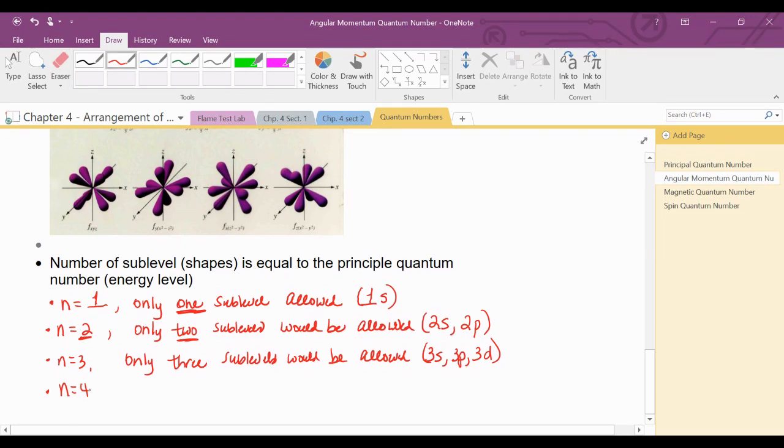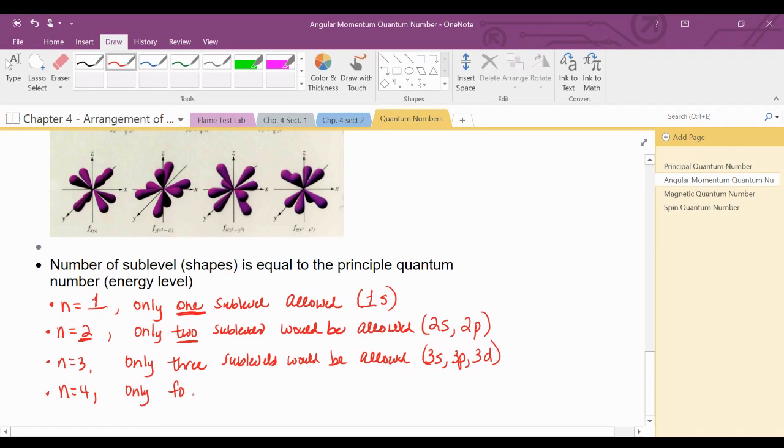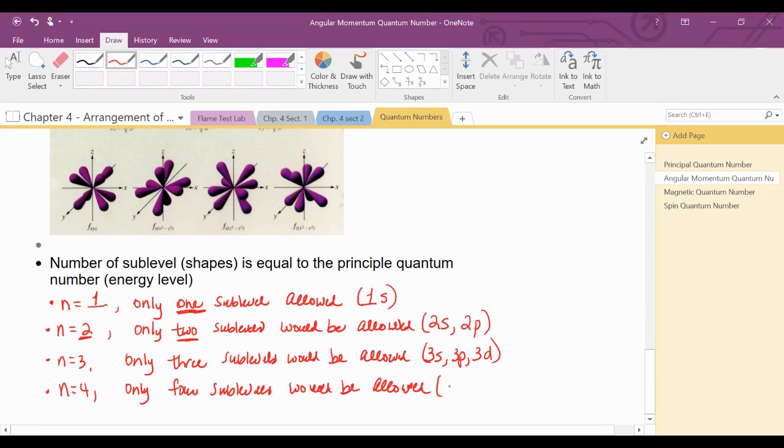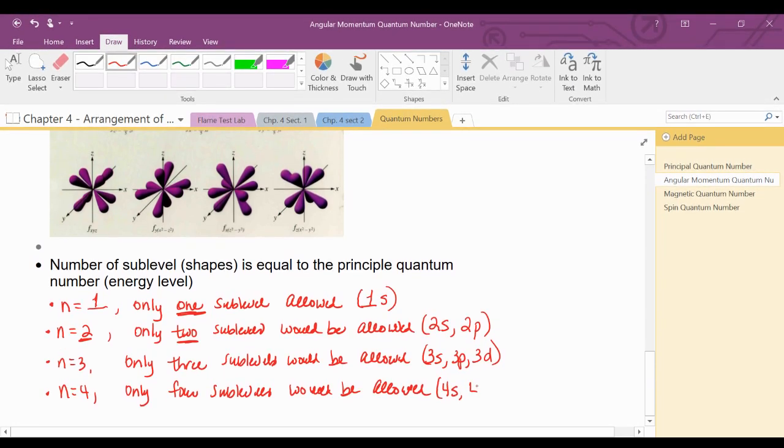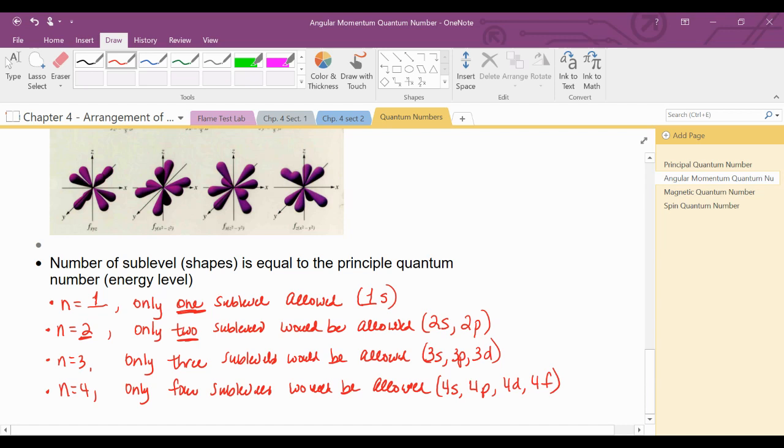And then if n is equal to 4, only 4 sublevels would be allowed. So we would have a 4S, a 4P, a 4D, and a 4F. Now, it also hypothetically means that the 5th energy level could have 5, and the 6th energy level could have 6, and the 7th energy level could have 7. However, it would be hypothetically speaking what the 5th, 6th, and 7th sublevels would be. So for our purposes, we only need to know that for 5, 6, and 7, there can only be an S, P, D, and F for those energy levels.